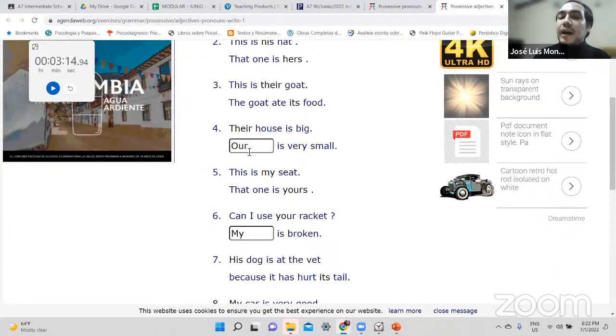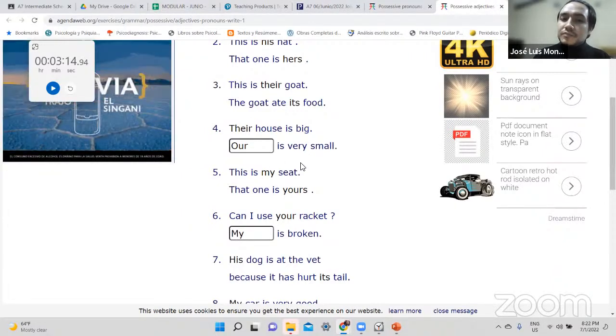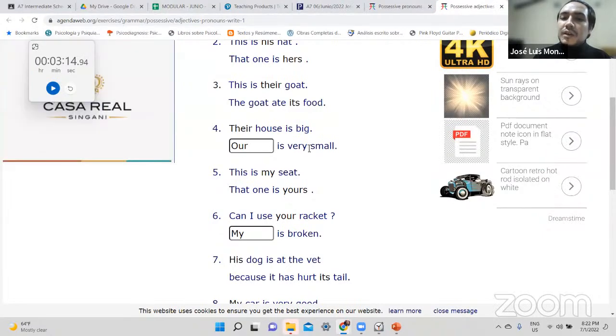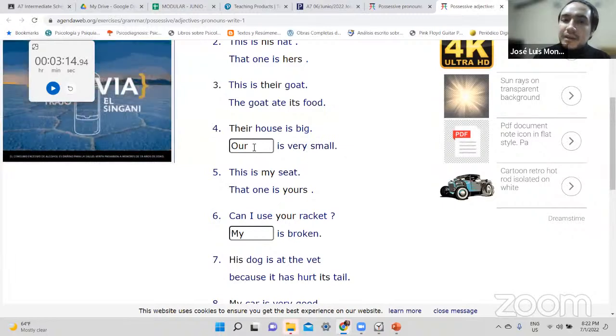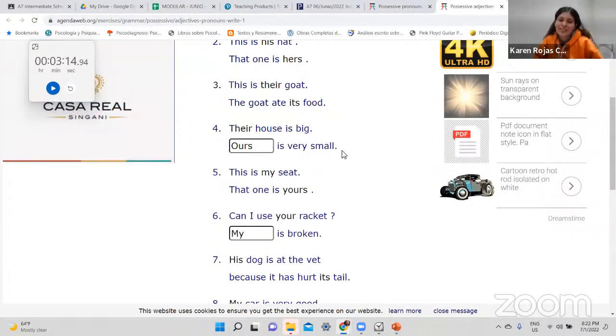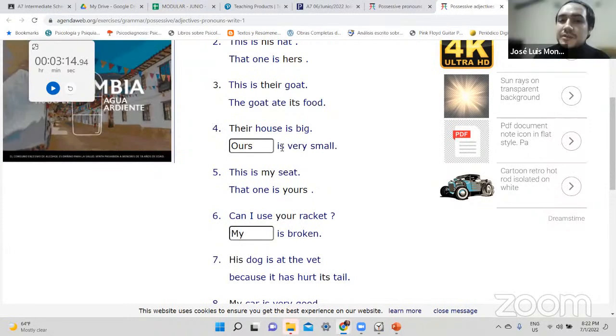But here not our. Why? Our means su. It's like su es muy pequeña, right? You need to tell me la suya. How do you say la suya? Ours. Ours. And how do you know that you have to say ours here?